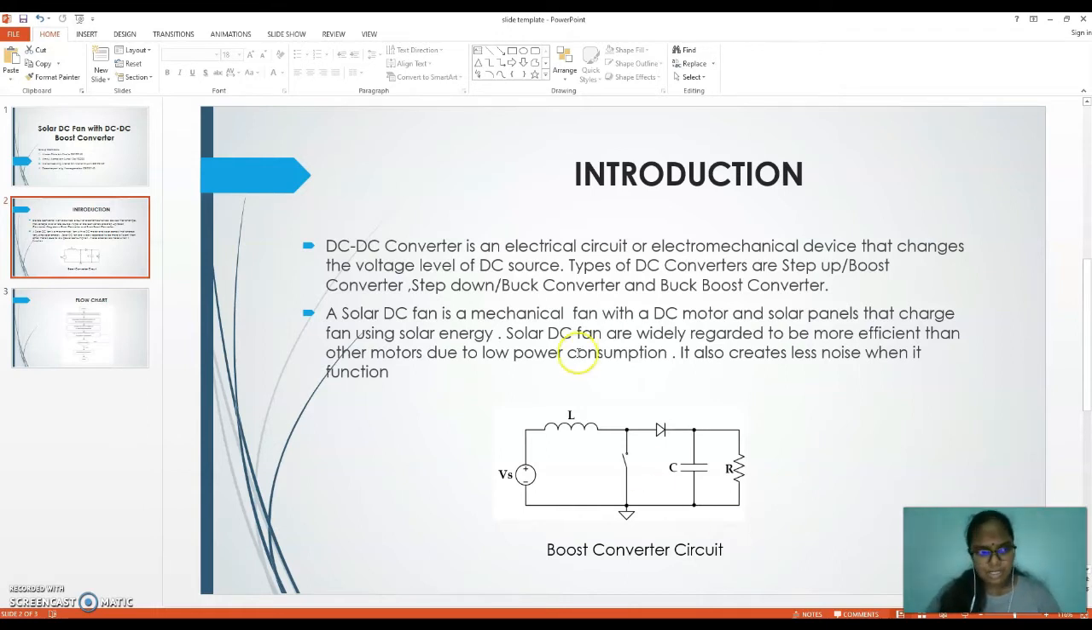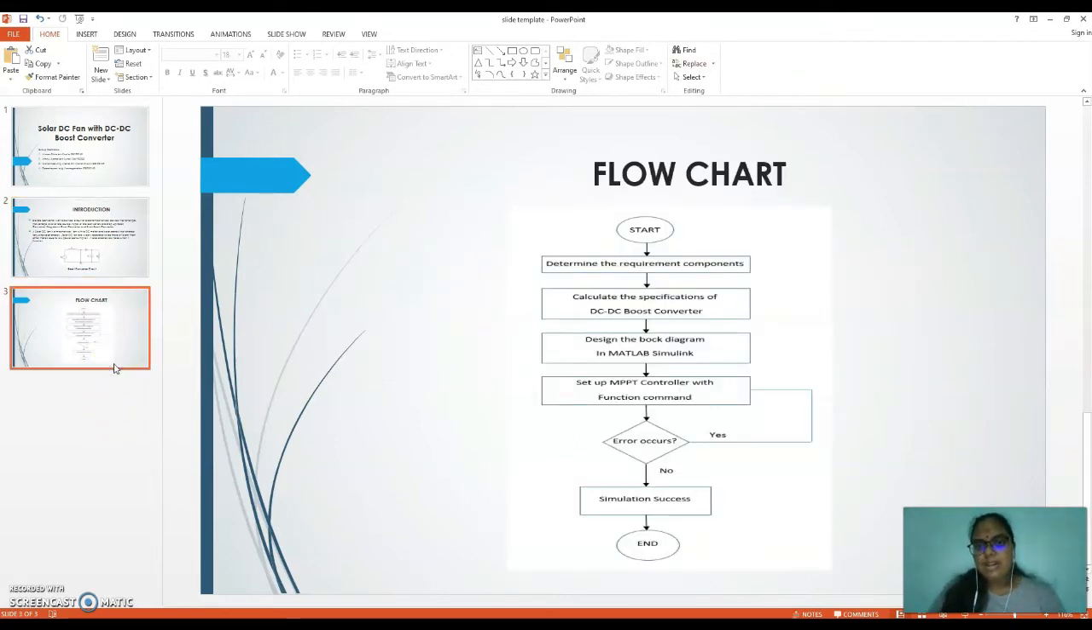So about the flowchart. First, we determine the required components needed in this project. Next, we calculate the specification of the DC to DC boost converter, and we design the block diagram in MATLAB Simulink. And then we set up the MPPT controller with function command. If an error occurs, we will go back to set up the MPPT controller, and if no error occurs, the simulation is a success. So that's all from me.